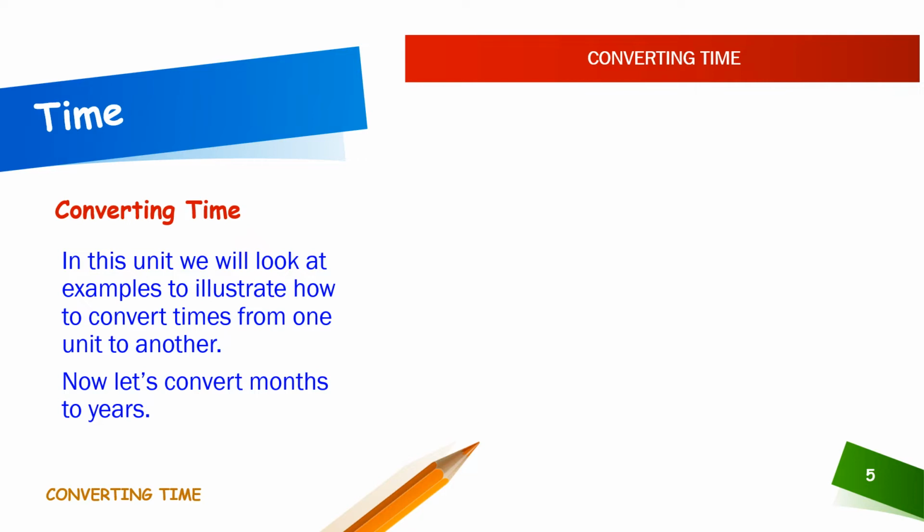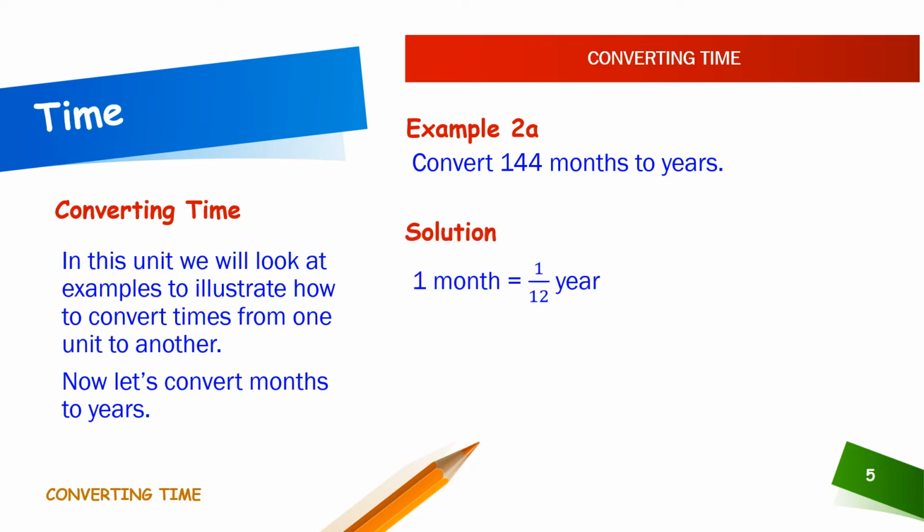Now let's convert months to years. We're going to take a look at this example. Pause the video and have a go. Press play when you're ready to view the solution. So let's convert 144 months to years. Again, 1 month equals 1/12 of a year. So therefore 144 months equals 144 times 1/12 years, which equals 12 years.